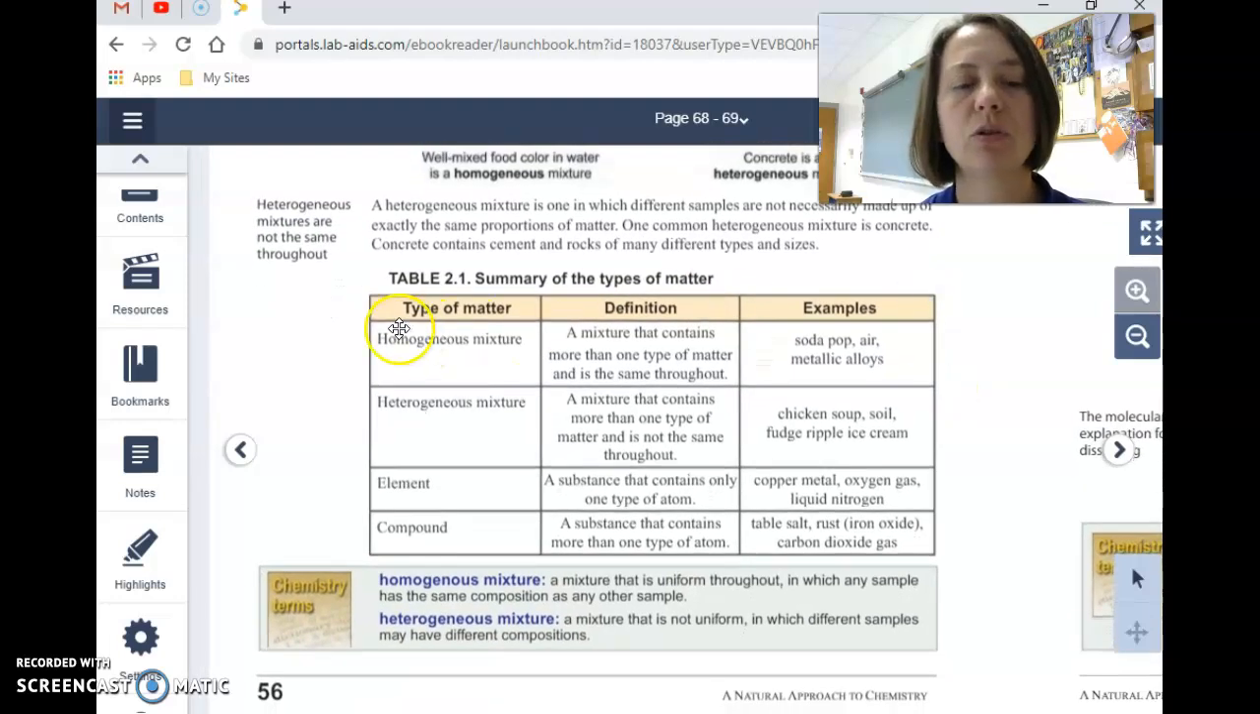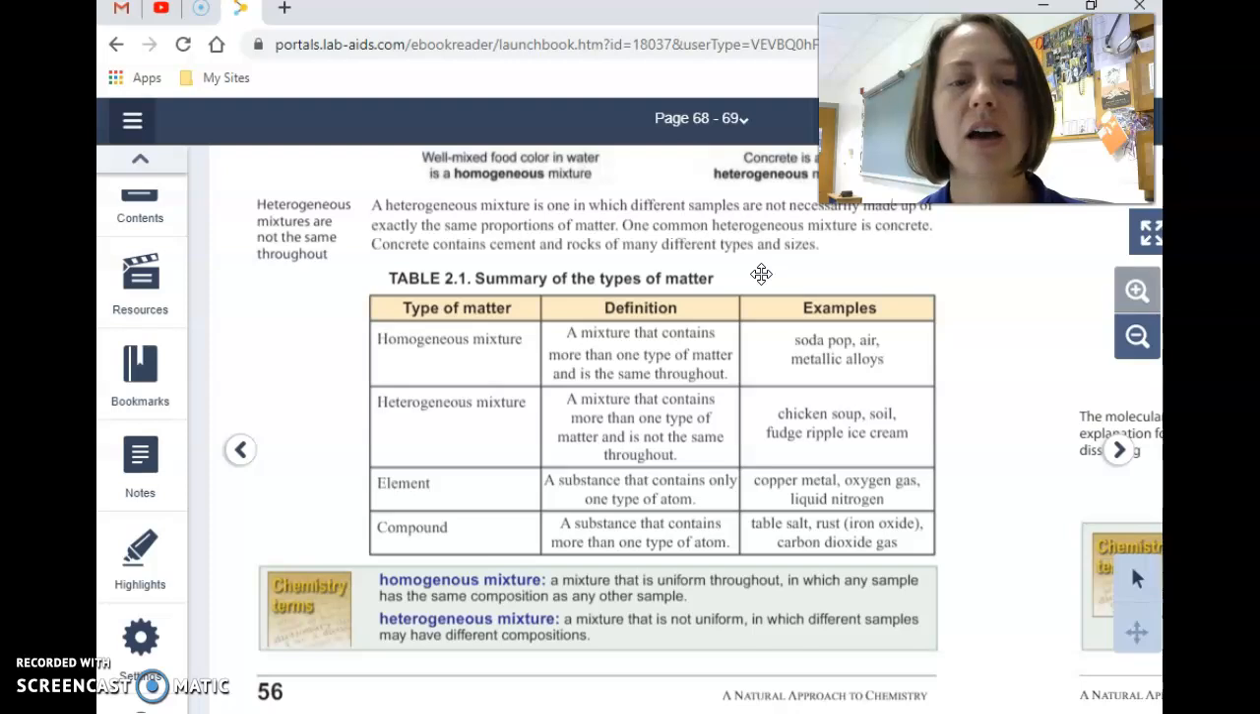Let's look at this table 2.1. A homogeneous mixture is a mixture that contains more than one type of matter and is the same throughout. Examples are soda pop, air, and metallic alloys, where you have a couple of metals mixed together. A heterogeneous mixture is a mixture that contains more than one type of matter and is not the same throughout. So chicken soup, you've got those chunks of chicken, the noodles. Soil, you've got chunks of sand and clay, and that's going to be different throughout. And fudge ripple ice cream, definitely not the same all the way throughout.